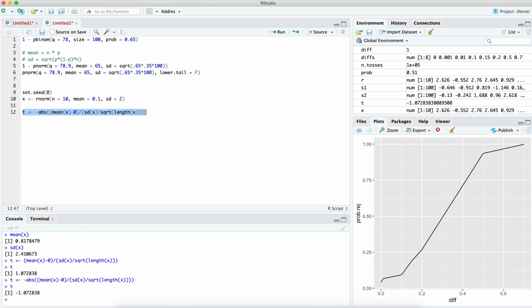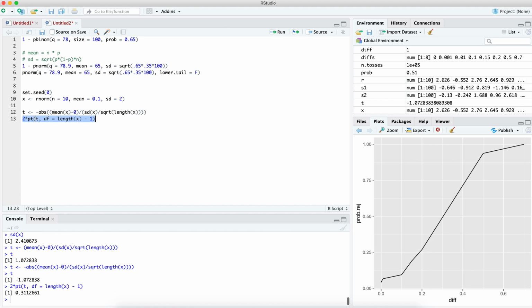Why is that important? Because it's more convenient, since we don't have to worry about whether it's positive or negative. If we know it's positive, we'd have to do minus that, but this way we know it's negative. So now we can just do 2 times pt of t with df equal to length of x minus 1. And that would be the number, 0.3. So that means that we don't have strong evidence against the mean being 0.